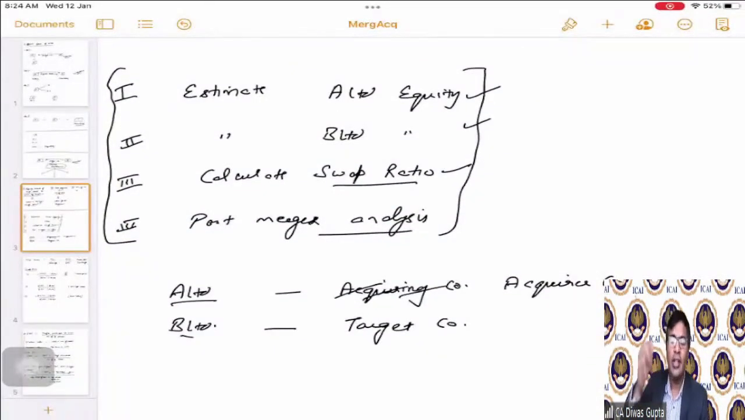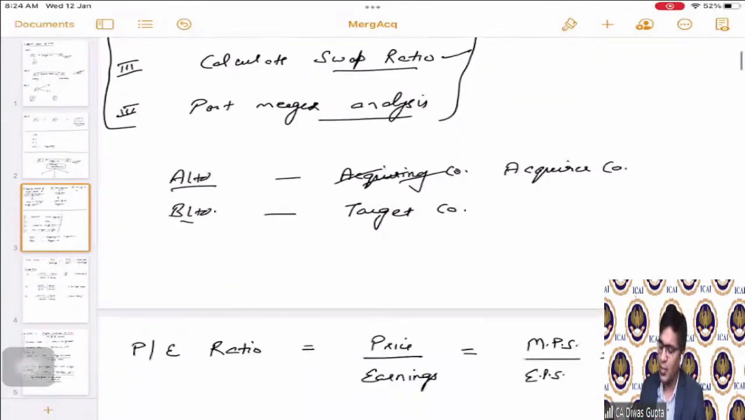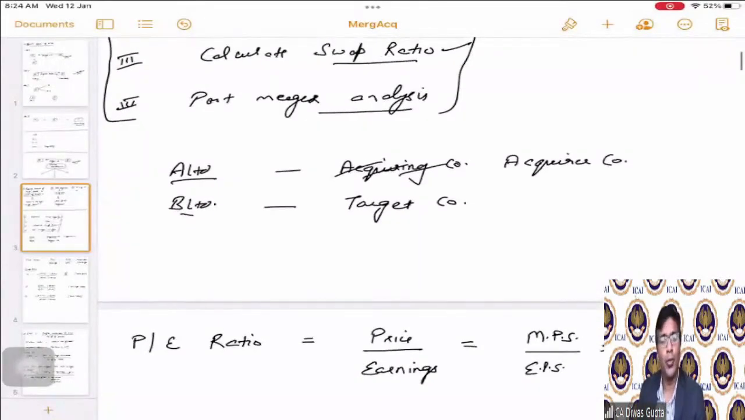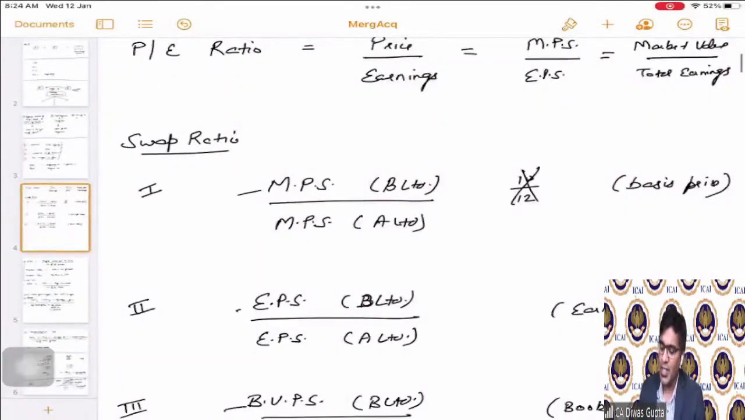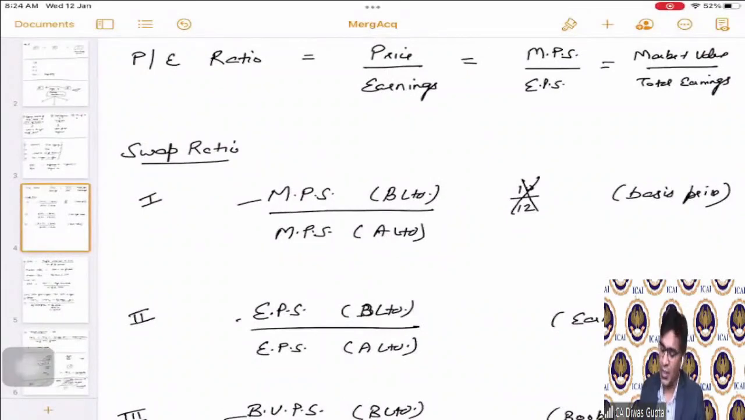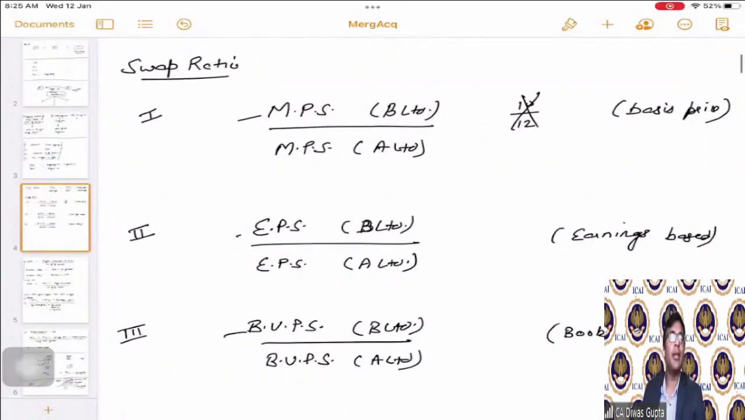Then we said that all these things we will use for calculating the separate analysis of A Limited and B Limited, for calculating the swap ratio and doing a post-merger analysis. We studied some common formulas on PE ratio and other things. Then on swap ratio, we said that there are 3 ways to calculate the swap ratio: basis price, basis earnings, and basis book value.